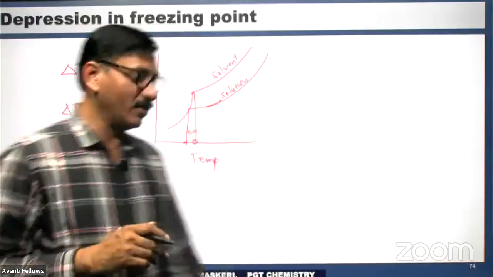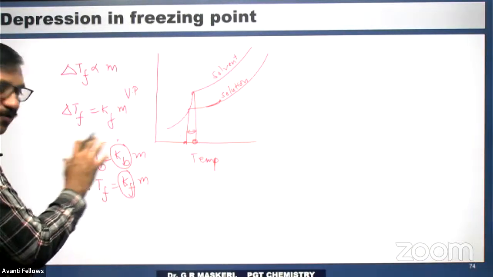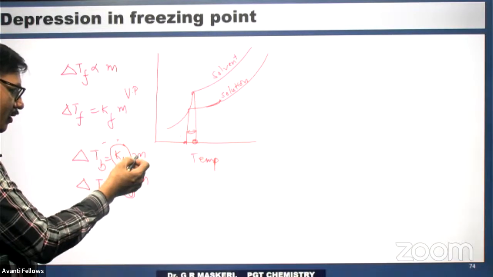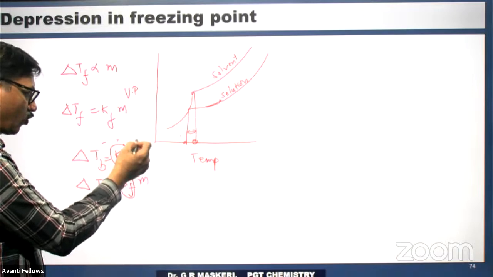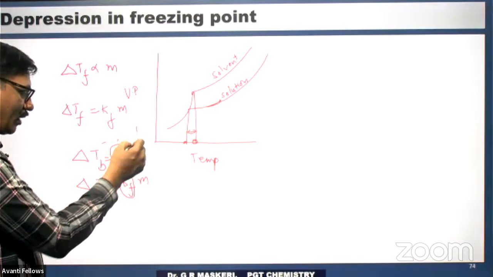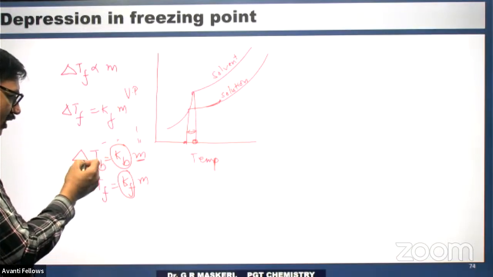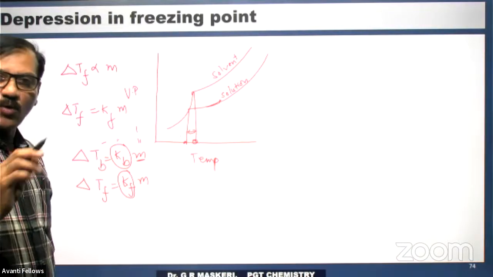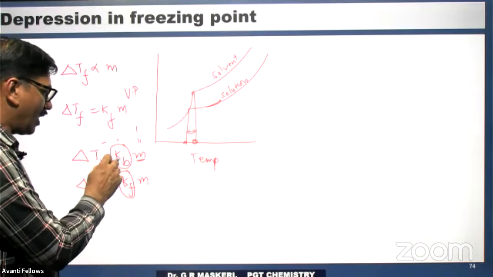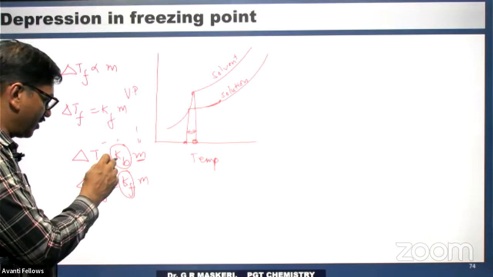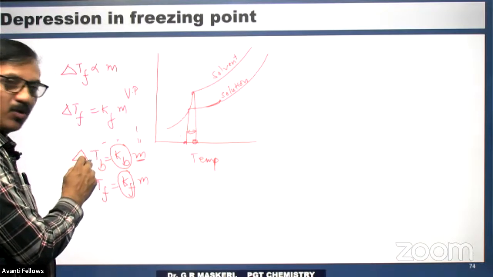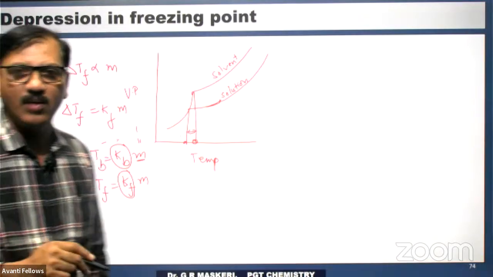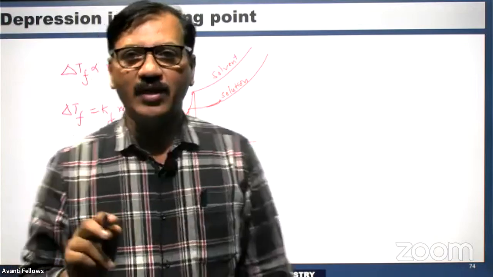In that case, what we have to do is always have a correct mathematical expression. If M is equal to 1, then KB is equal to delta TB. Okay, therefore, how to define this? Molar elevation constant is the elevation in boiling point of one molar solution. M is equal to 1, 1 molar solution. This is the way we define it.